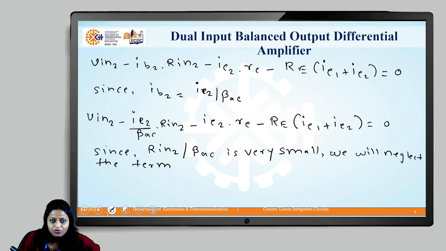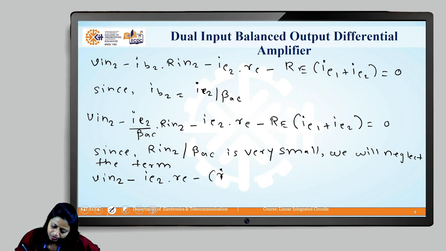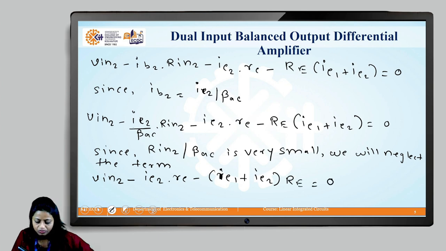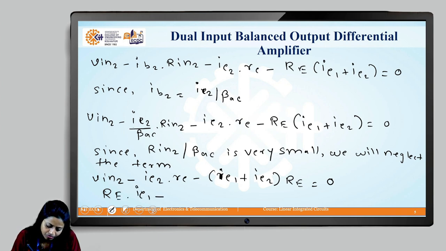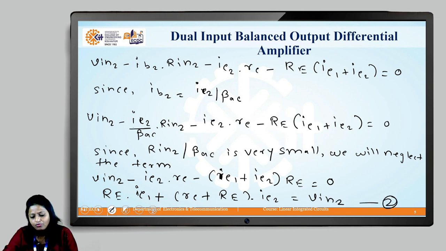And then we will rewrite this equation for loop 2, which will be V2 minus IE2 into RE minus IE1 plus IE2 into RE is equal to 0. So this is RE into IE1 plus RE plus RE into IE2 is equal to V2. So this gives us the second equation for loop 2.